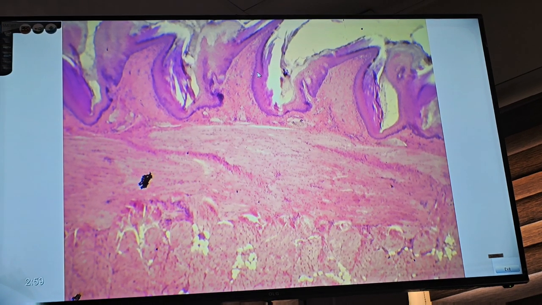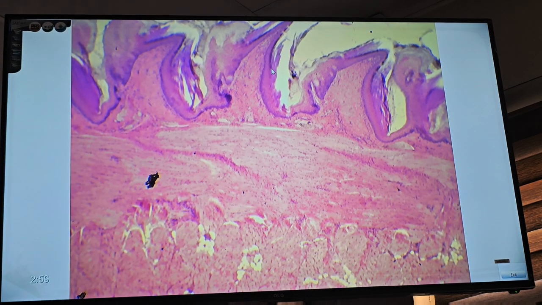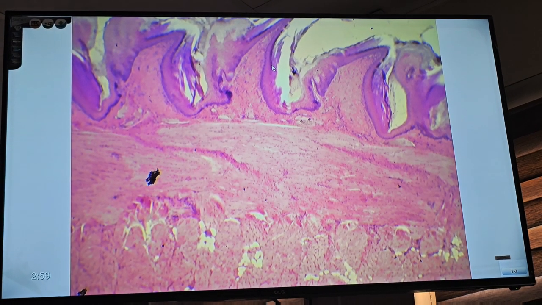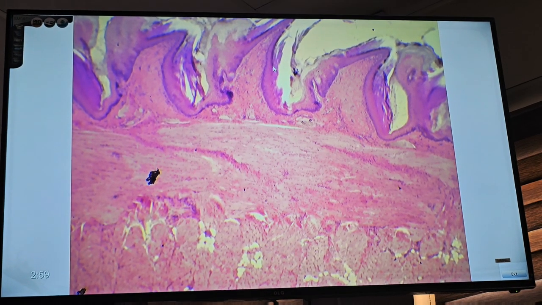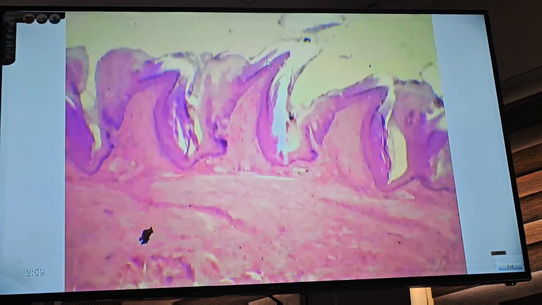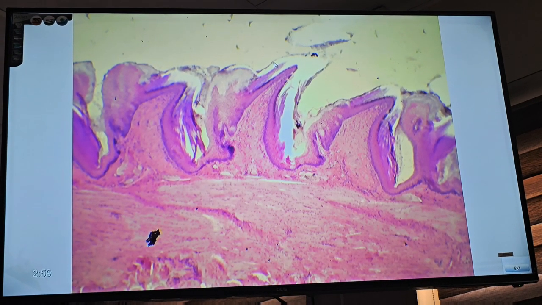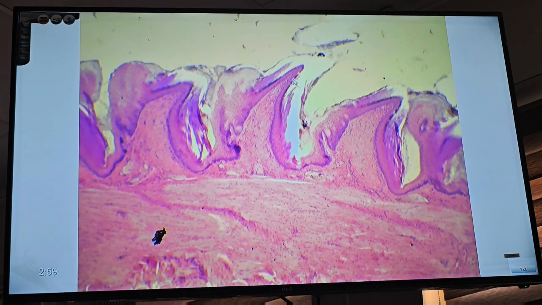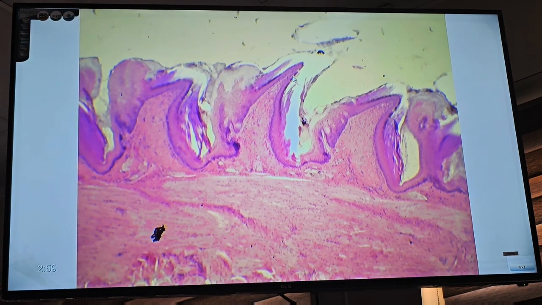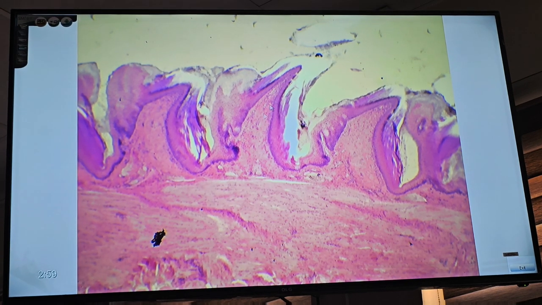This is the dorsal surface. The dorsal surface is irregular with hundreds of projections called lingual papillae. There are 4 types of lingual papillae with different forms and functions. The first type is called filiform papillae. At the tip of the pointer, we can see the filiform papillae.